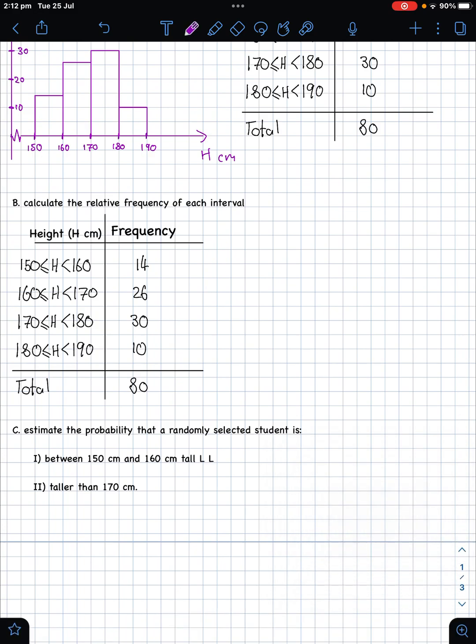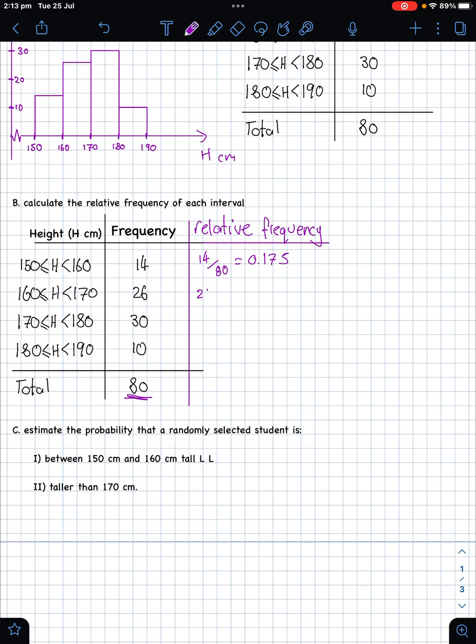So relative frequency is also called experimental probability. We want to know as a percentage or a decimal how often each value could happen. So what we do here is we just go 14 divided by 80, because 80 is our total number of trials here. And so we end up with 0.175.